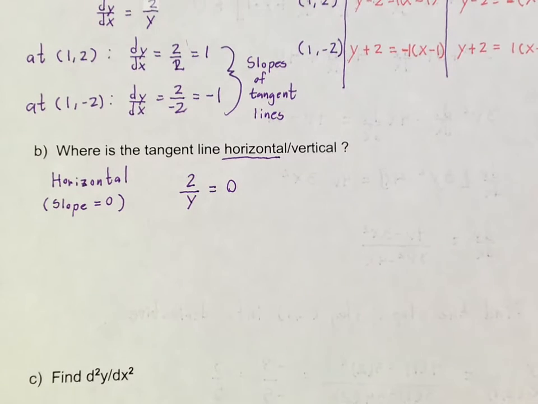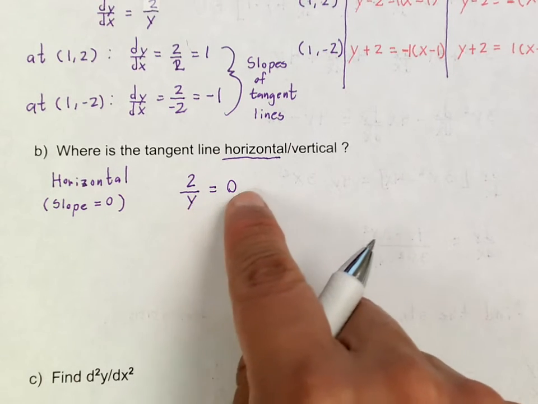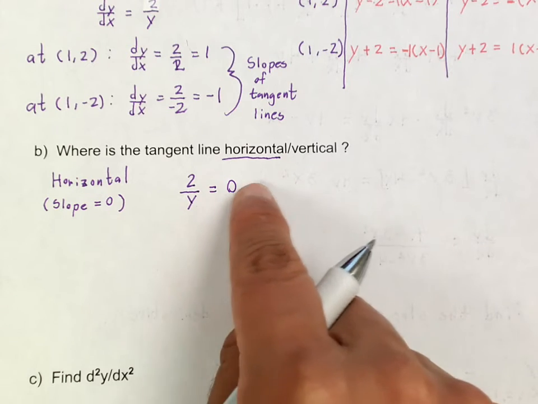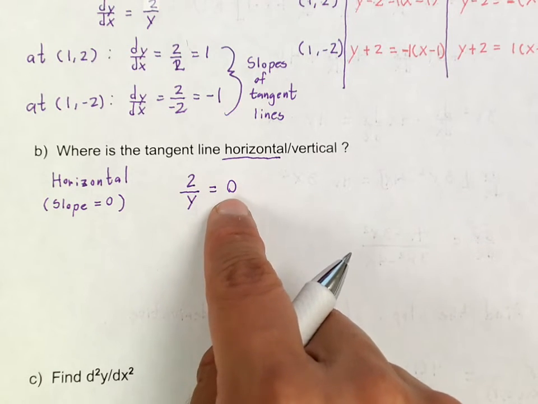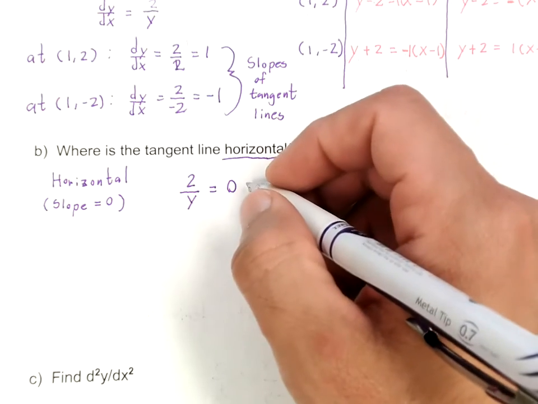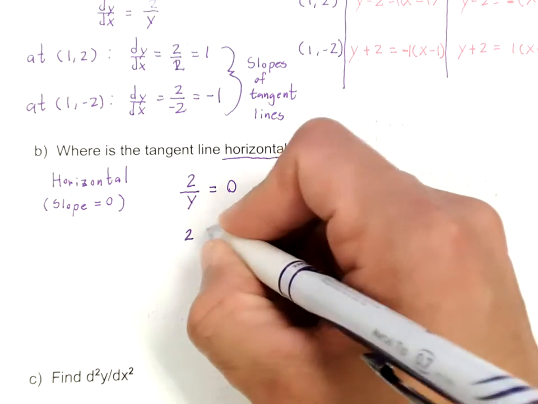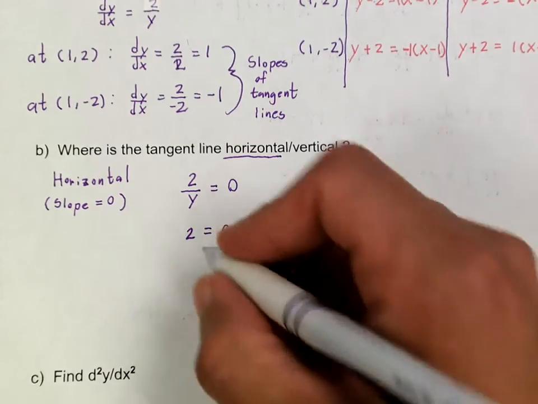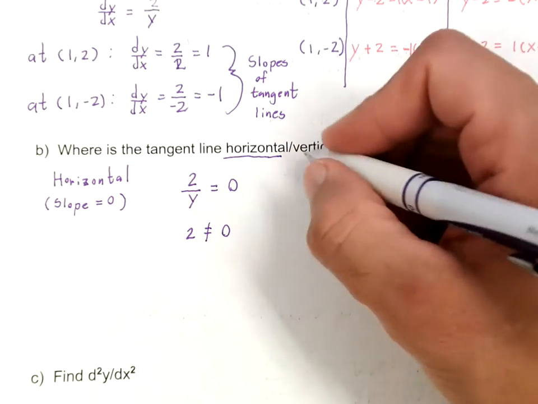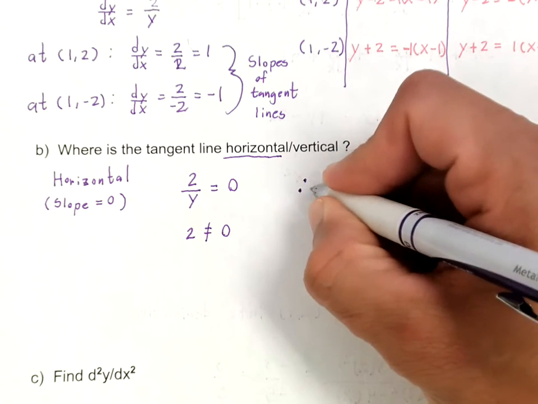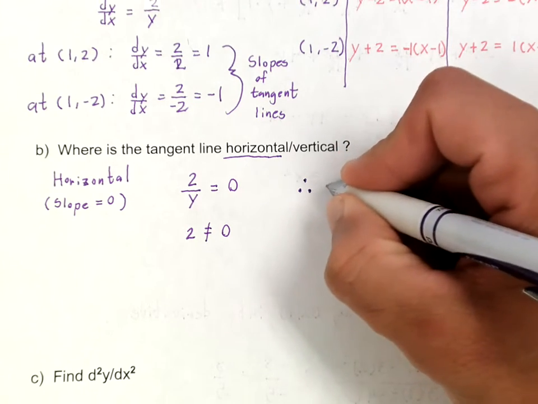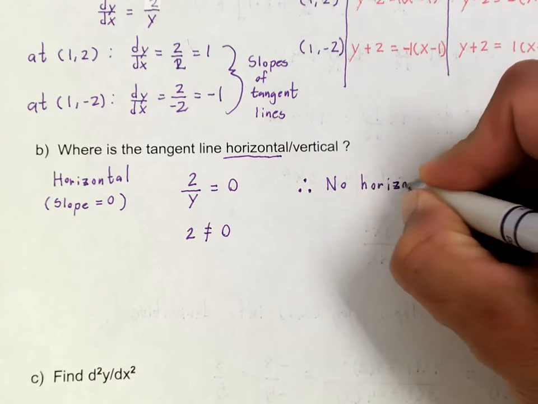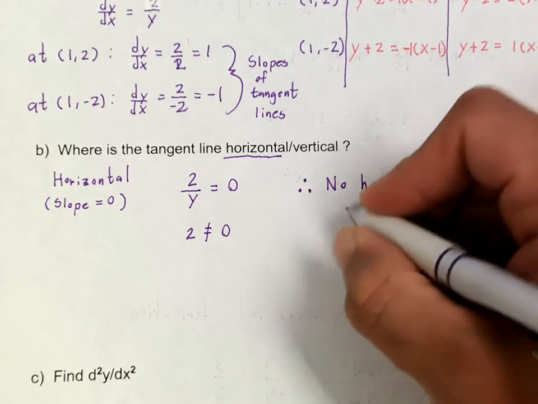If we solve here, remember, the easiest way to do that, you can multiply both sides times the denominator, or you can cross multiply, if you will, assuming this is 0 over 1. And when you do, you get 2 is equal to 0. Now, 2 is never equal to 0, therefore there are no horizontal lines. Remember, those are the 3 dots, that's what that means. There are no horizontal tangent lines.